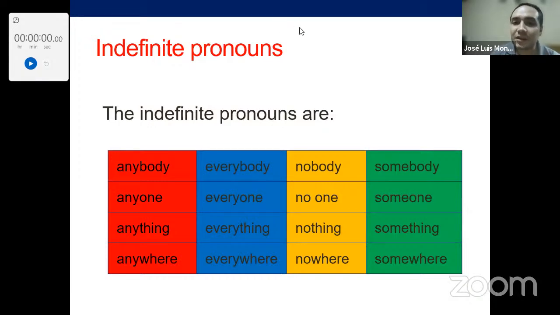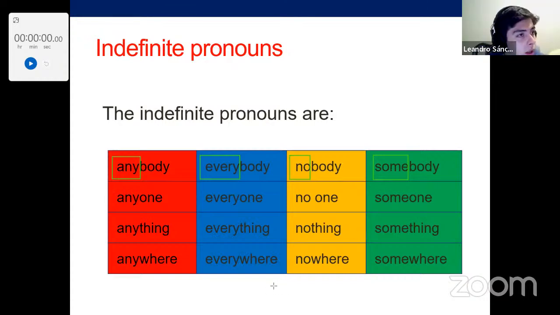For example, if you notice, you have a difference. Here you have any, and all of them are with any. Every, all of them are with every. No, and all of them are with no. And some, and all of them are with some. Right, so you have any, every, no, and some. So what do you think is the difference between these four different prefixes? I mean, when do you say nobody? When do you say everybody? When do you say nobody? And when do you say somebody? What do you believe?